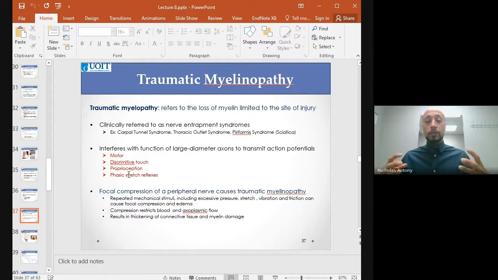myelinated axons. So which one were those? Of the size of the neurons, I know Joseph knows, yeah. So we're going to get the problems with those. So we're going to get motor issues, discriminative touch, right? Proprioception, this was the most, discriminative touch, motor, and then obviously our reflexes. We're also going to have sensory issues.